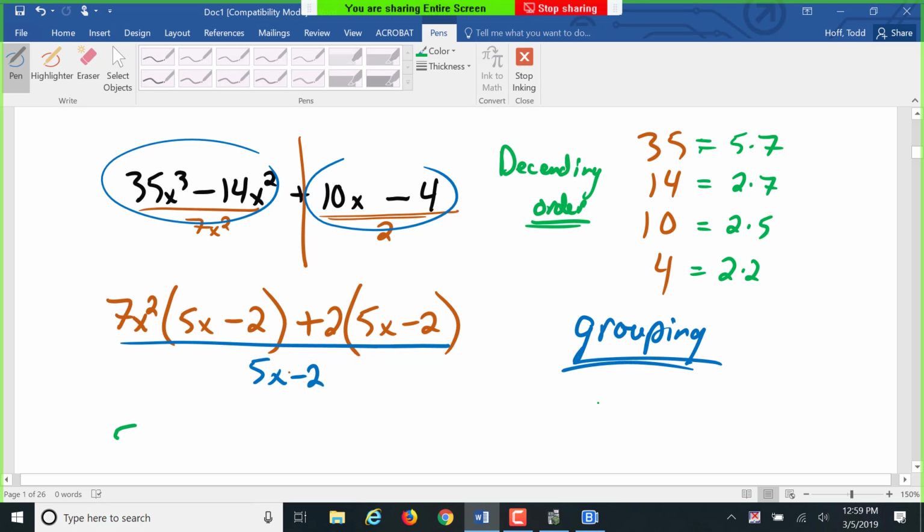So what's left over is 5x minus 2 times, if I divide it out here, I'm left with just 7x squared. If I divide it out here, I'm just left with the positive 2. So I get 5x minus 2 times 7x squared plus 2.